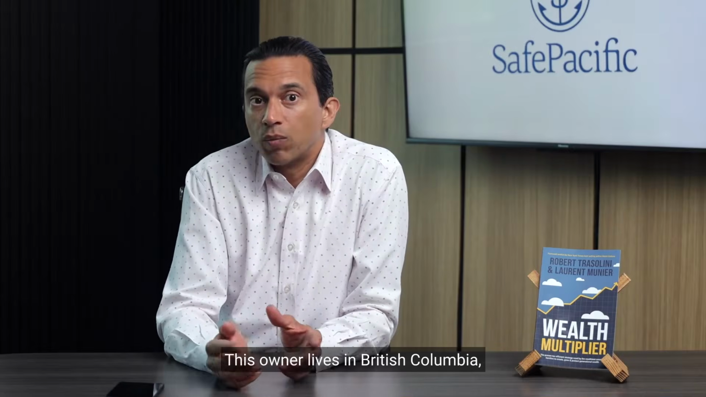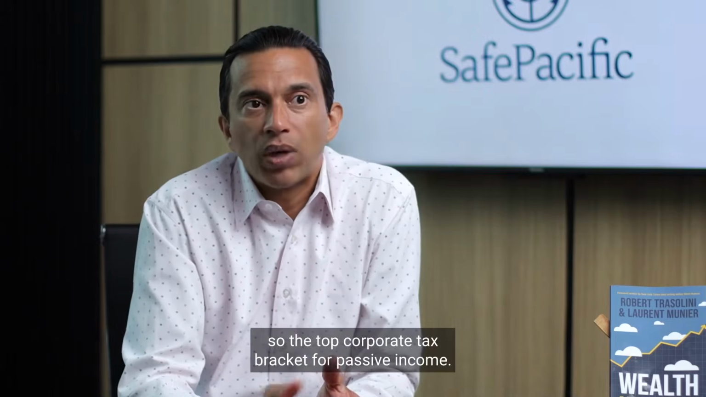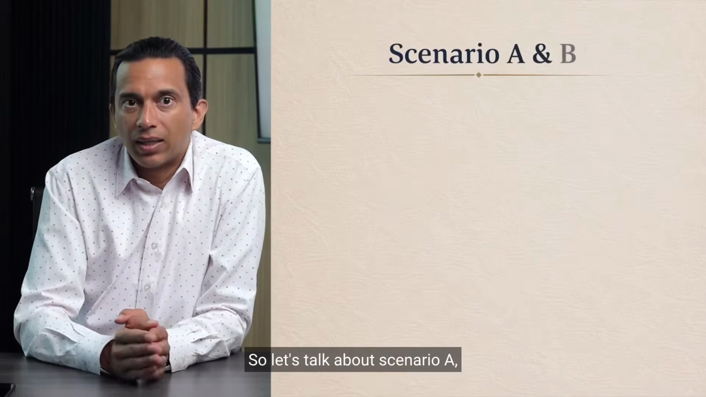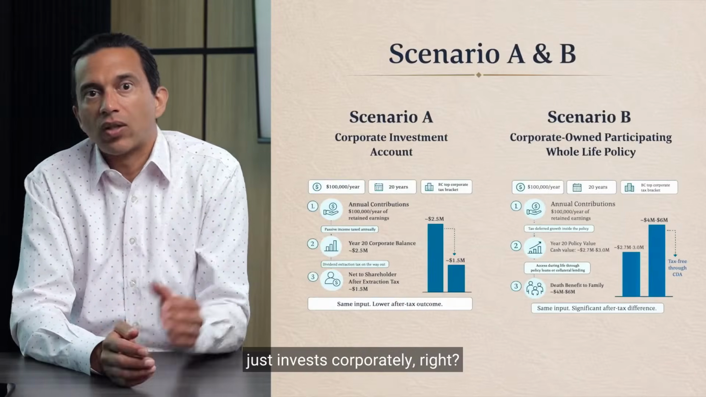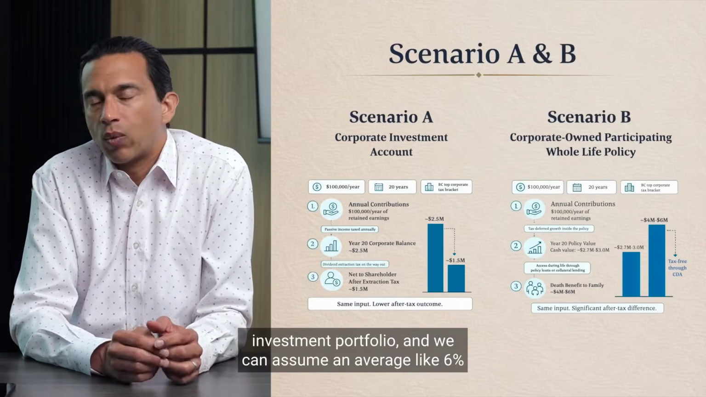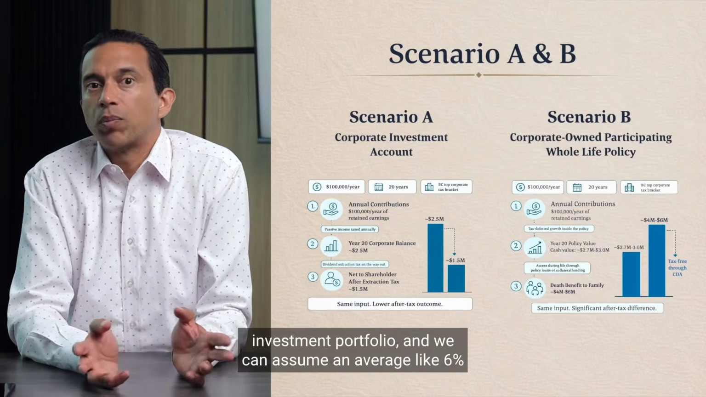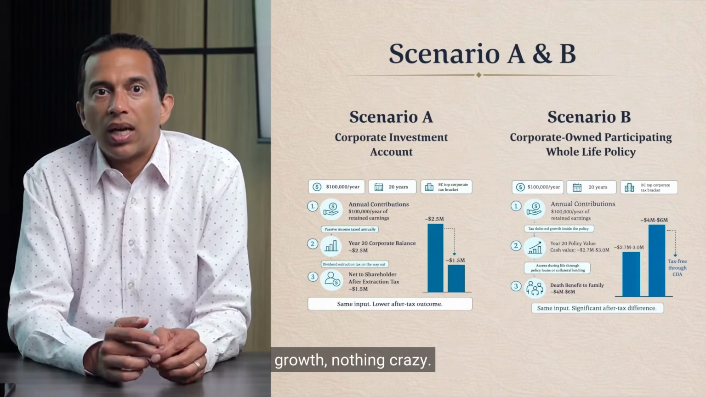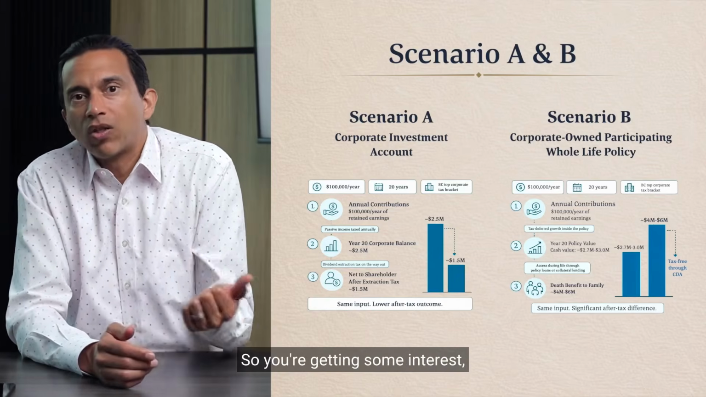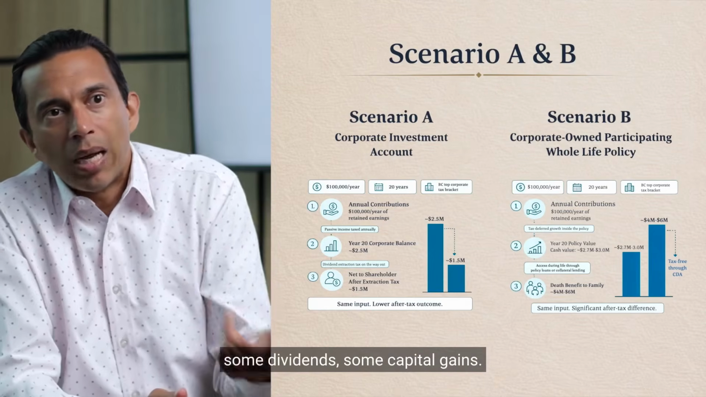This owner lives in British Columbia, so the top corporate tax bracket for passive income applies. Let's talk about scenario A. Just invest corporately, right? The $100,000 goes into a diversified corporate investment portfolio, and we can assume an average of 6% growth, nothing crazy. And this is the income mix you would get from a balanced portfolio, so you're getting some interest, some dividends, some capital gains.